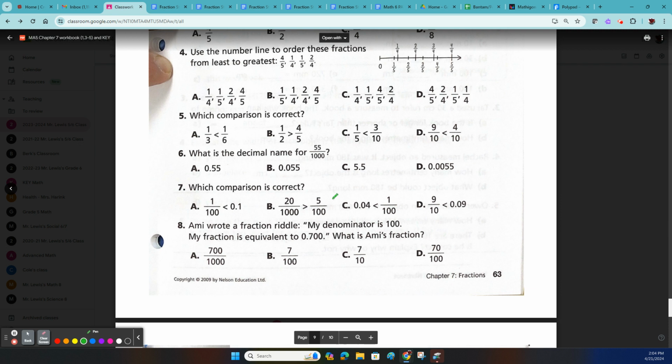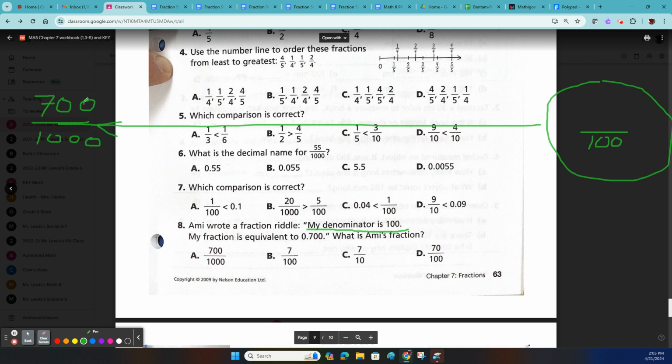Amy wrote a fraction riddle. My denominator is 100. My fraction is equivalent to 700 thousandths. What is Amy's fraction? Well, let's start with the very first clue. My denominator is 100. Okay. And your fraction is equivalent to 700 thousandths. Okay. Well, 700 thousandths. I'm going to go over here with that clue, and I'll just turn 700 thousandths into a fraction. Okay. And we're saying whatever this fraction is, it's equivalent to 700 thousandths.